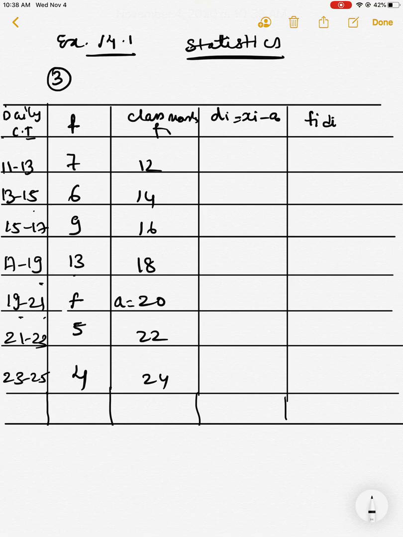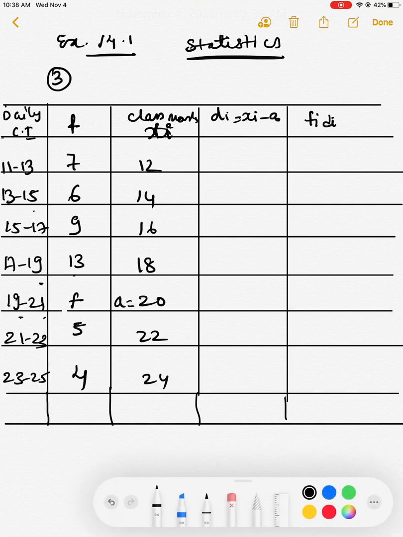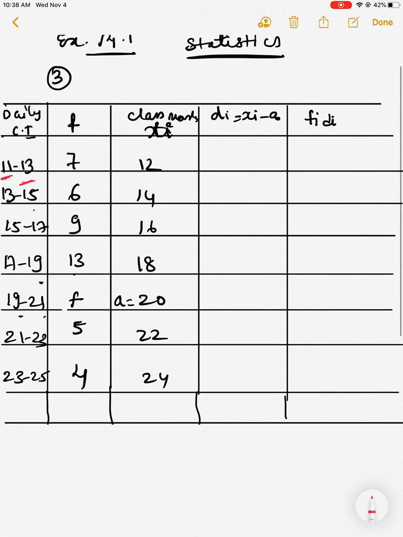This is the missing frequency. Okay, for that, next xi is given. Xi is the mid value, the class mark. How we get it, I already told you: 11 is the lower boundary and 13 is the upper boundary. Lower boundary plus upper boundary upon 2. 11 plus 13, 24 upon 2, 12. Okay, 13 plus 15 upon 2, 28 upon 2, 14.